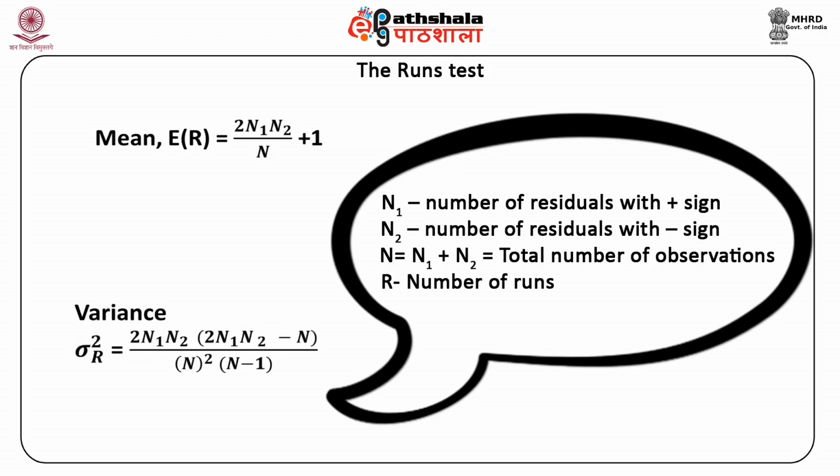Similarly, the variance is denoted by sigma R square and is equal to 2N1N2 into (2N1N2 minus N) upon N whole square into (N minus 1). The null hypothesis that can be tested is that the residuals are random. A table for critical values of runs if N1 or N2 is less than 20 is also available.